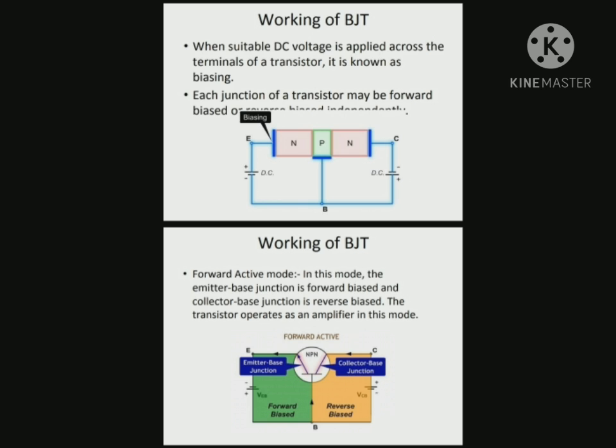Working of BJT. When a suitable DC voltage is applied across the terminals of a transistor, it is known as biasing. Its junctions may be forward biased or reverse biased. Forward active mode. In this mode, the emitter-base junction is forward biased and the collector-base junction is reverse biased. The transistor operates as an amplifier in this mode.